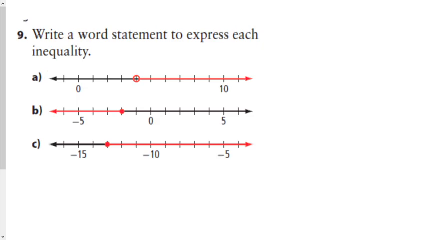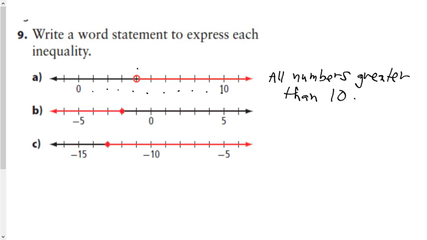Question 9, write a word statement. Oh, so many words in writing. To represent each inequality. Because it's an open boundary point, it does not include it. So this is 1, 2, 3, 4, 5, 6, 7, 8, 9, 10. So all numbers greater than 10 if I wanted to do it algebraically.